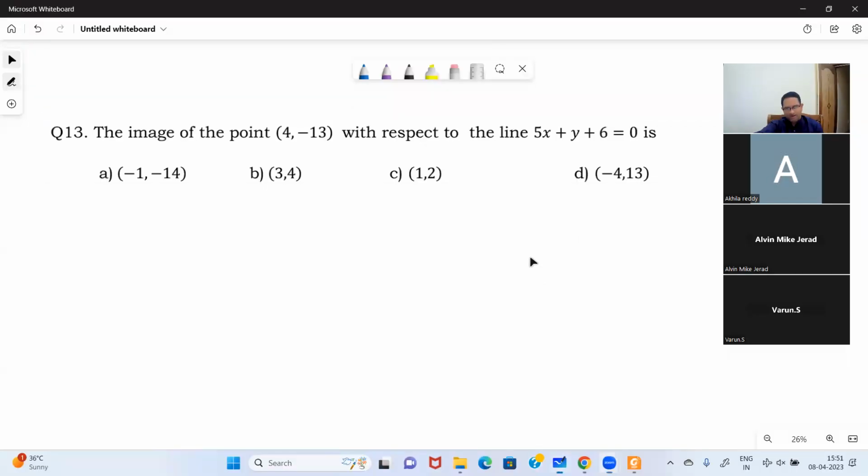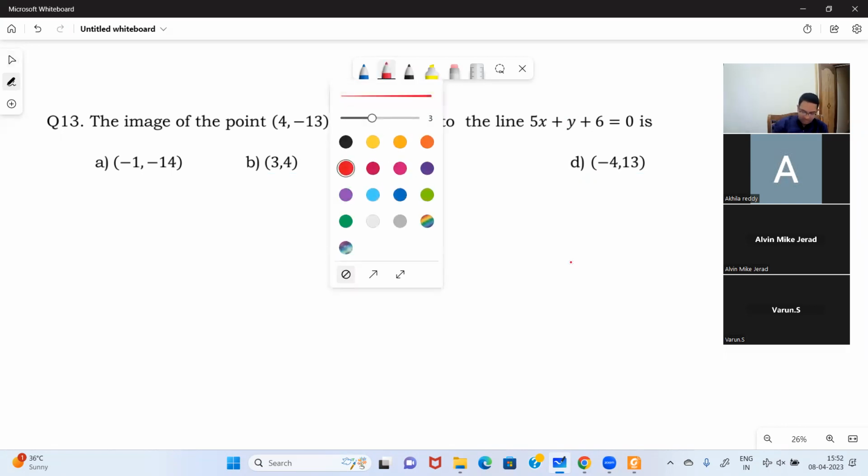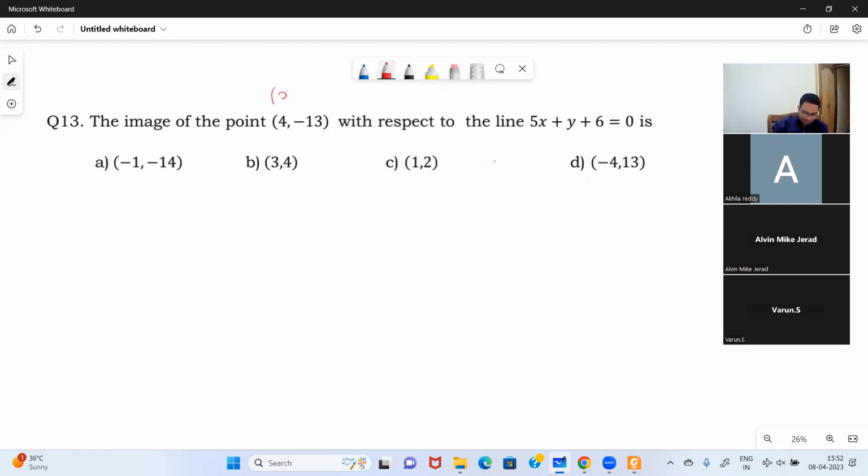Okay, we are supposed to find the image of the point (4, -13) with respect to the line 5x + y + 6 = 0. Now let's consider this point as (x1, y1), the image of the point (x1, y1) with respect to the line. Let me consider this line as ax + by + c = 0.